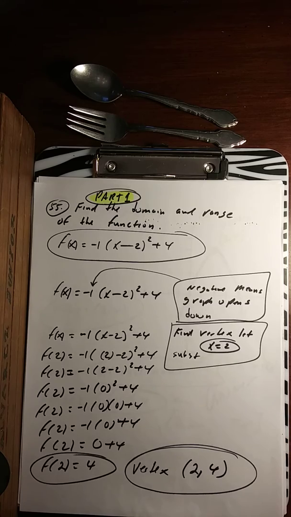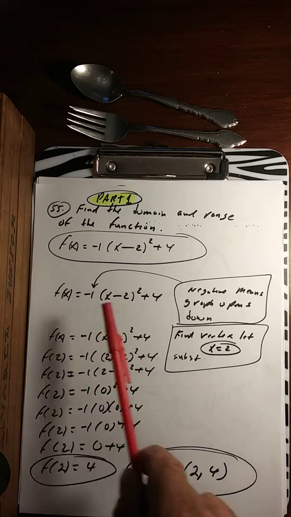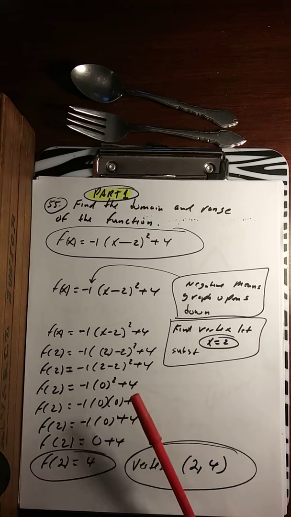Find the domain and range of this. Okay. First of all, there's a negative inside there, so it means this graph's going to go upside down, open down. Second thing, let's find the vertex of this.